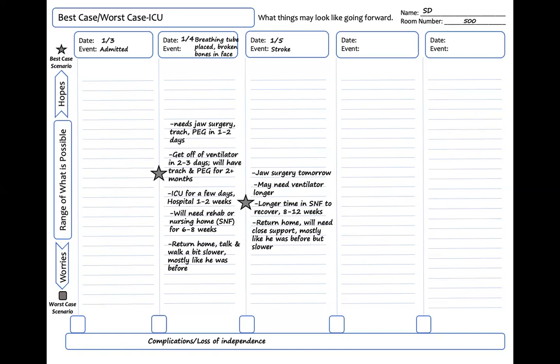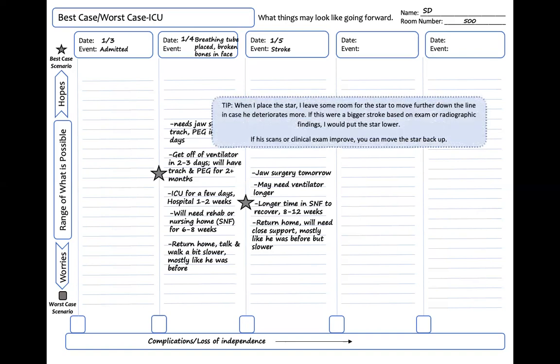He will need close support to eventually do activities of daily living independently and be mostly like he was before, but may move slower due to the stroke. His worst case still includes loss of independence, particularly if this stroke is more serious than it appears right now. So I draw an arrow over.